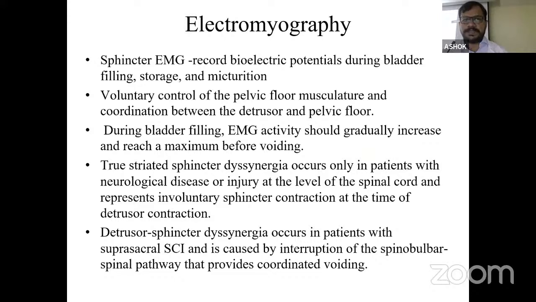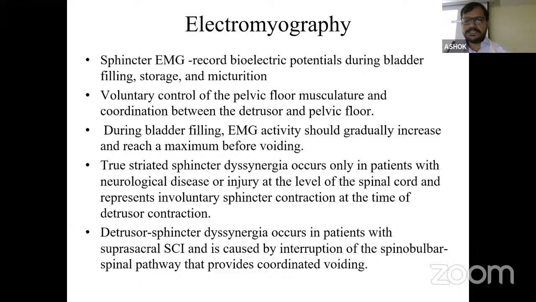Electromyography. Sphincter electromyography records bioelectric potential during bladder filling, storage, and micturition. It assesses voluntary control of pelvic floor musculature and coordination between the detrusor and pelvic floor during bladder filling. EMG activity should gradually increase and reach a maximum before voiding.